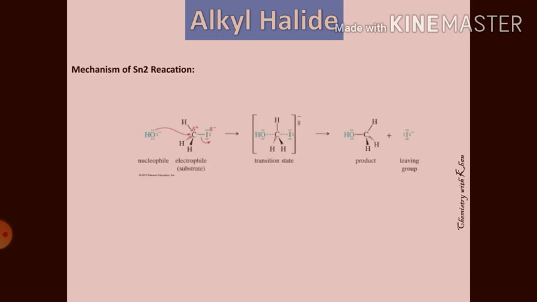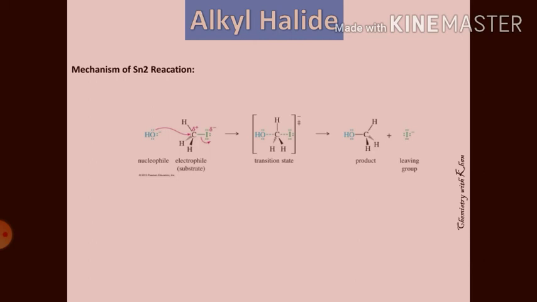Mechanism of this reaction. Look at this. The nucleophile, the blue one, is attacking a partially positive carbon, which is the electrophile, and the iodine is leaving. Its transition state has a partially forming and a partially breaking bond. Both will occur in one step. That's why it's called an SN2 reaction. 2 means bimolecular. Both breaking and forming happen in one step.